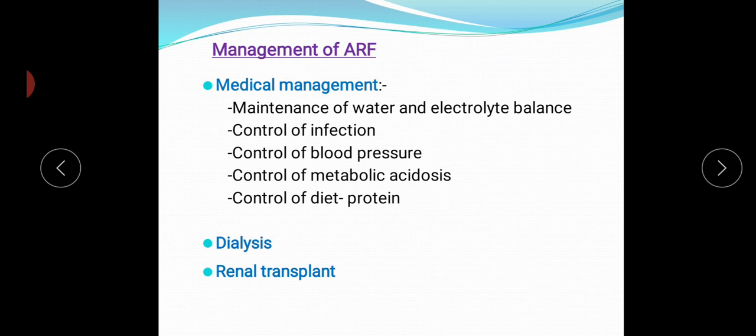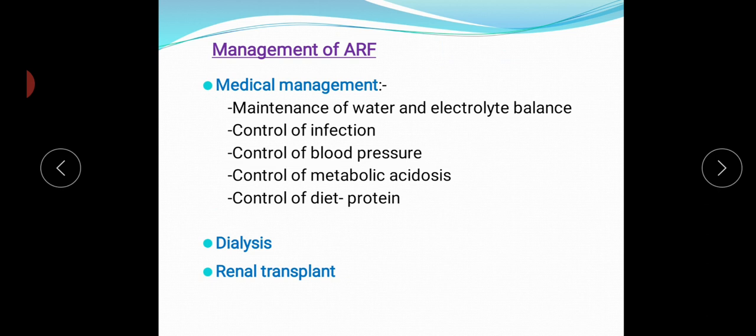Then just briefly about the management, how you can treat this type of patient. The first and foremost treatment is symptomatic, depending on the symptoms. One is to maintain the water and electrolyte balance within the body. If there is an infection, then you have to control that infection by giving antibiotics or anything else. Then blood pressure, if there is hypertension, then control the blood pressure. Then the renal failure may lead to severe metabolic acidosis, and accordingly you have to treat.